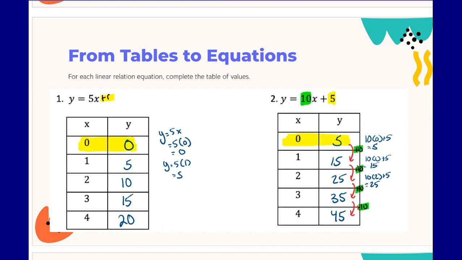So that's where we could see the 0. Nothing is added on after the 5x. Where do we see the 5? Well, again, if you look similar to number 2, we can see that we're increasing by 5 every time. So this plus 5 is again appearing with the x.